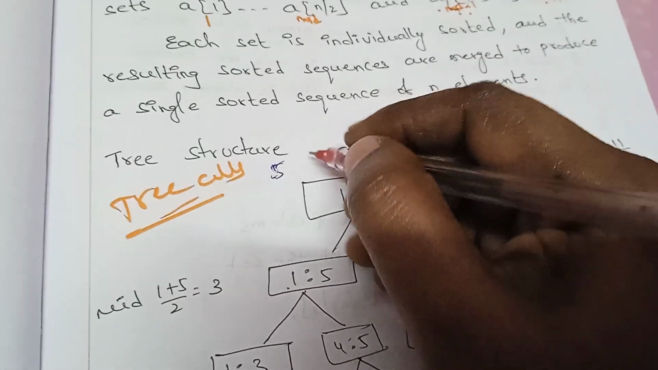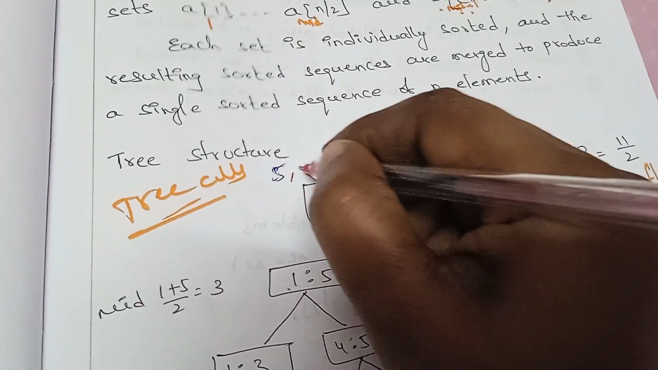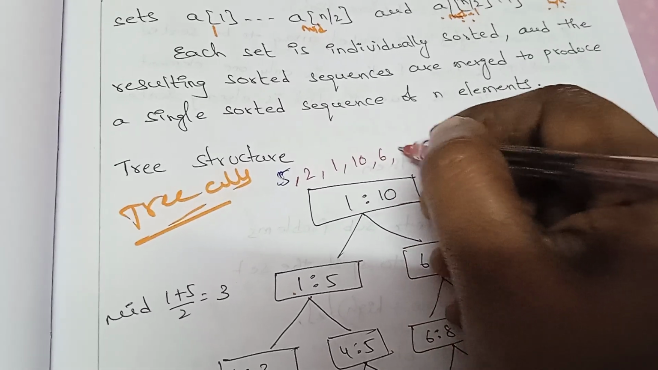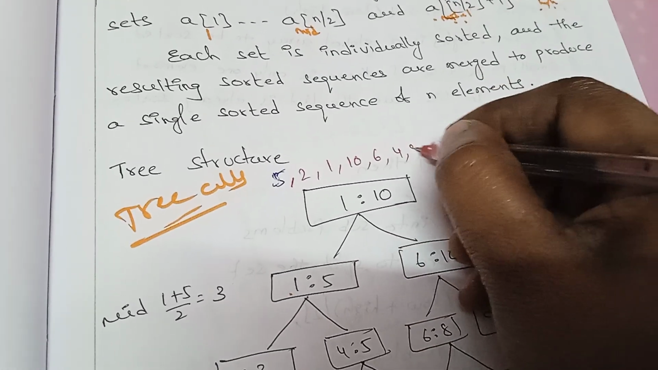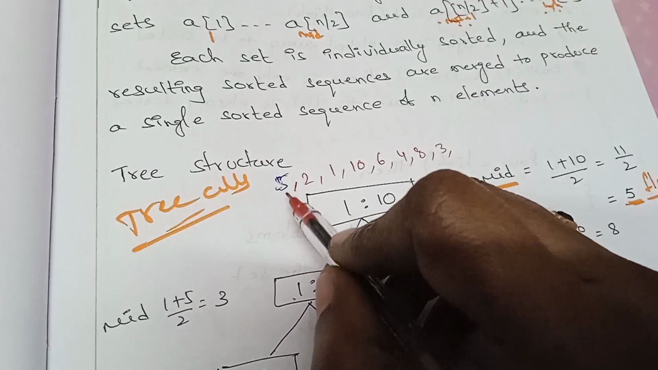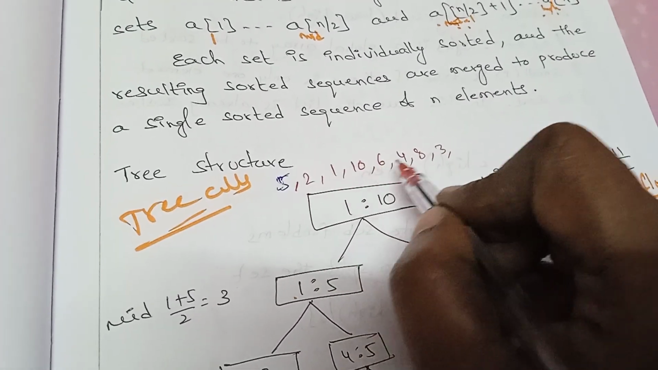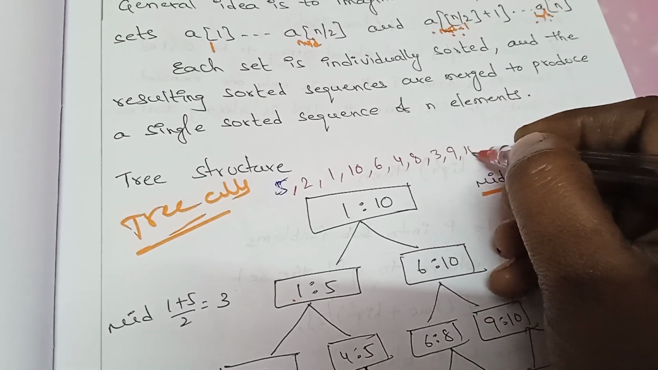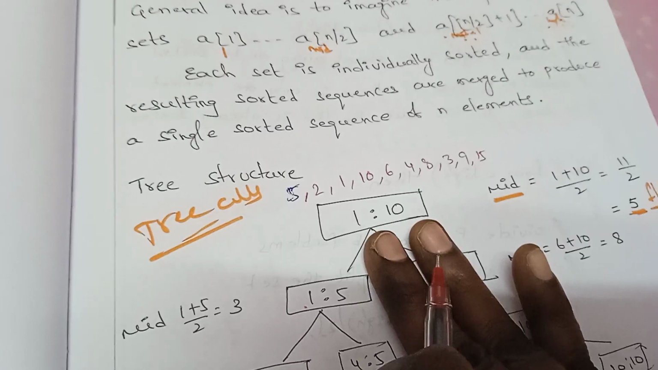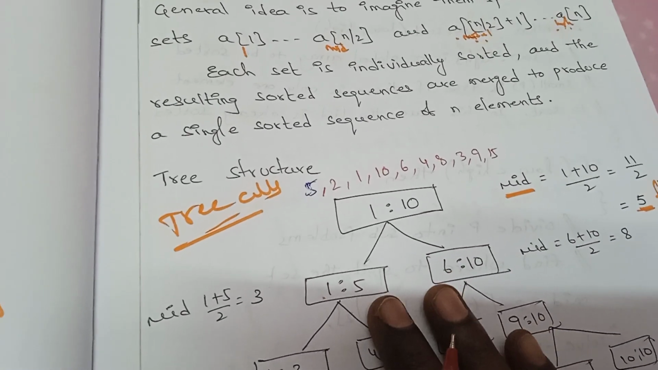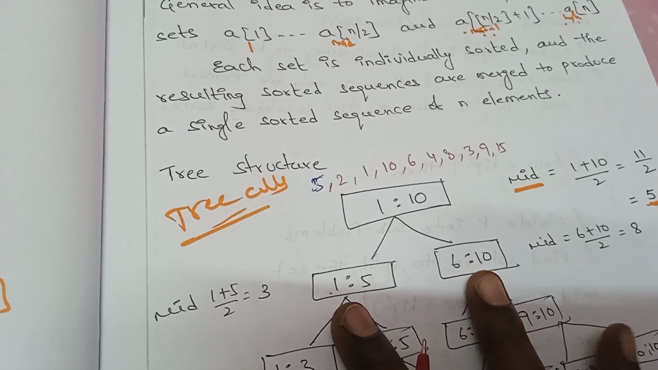So I'll take the example 5, 2, 1, 10, 6, 4, 8, 3, 9 and 15. How many elements? 1, 2, 3, 4, 5, 6, 7, 8, 9, 10. So the list is having 10 elements. According to this tree call, you have to divide the list into two splits.